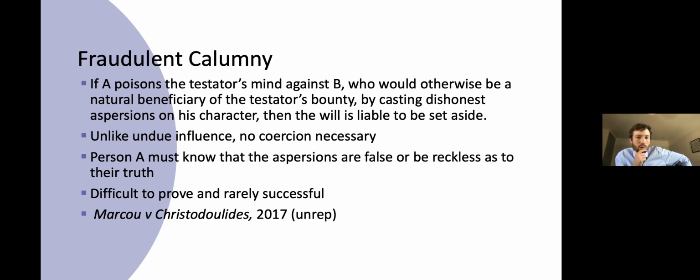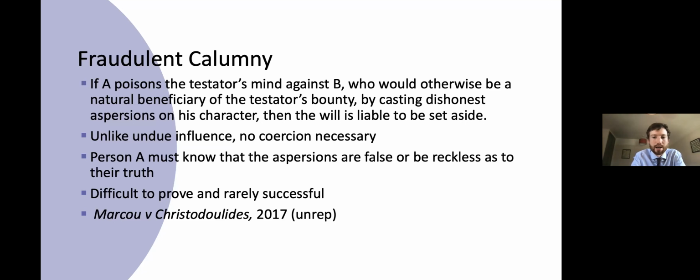So a really important point is that the person casting aspersions must know that they are false or be reckless as to their truth. If they believe what they're saying is correct, then there's no deception, and there's not going to be a successful challenge on this basis. So even if they are misguided, if they do believe what they're saying is true, then it will not give rise to a claim in fraudulent calumny.